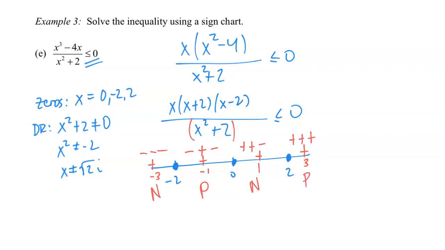And so going one more time back to our inequality sign, this says we want the negatives and the zeros, and so this is going to be negative infinity to negative 2, with a bracket since we are including that 0, and from 0 to 2, and we are going to include both of those zeros so that we get this as an answer.